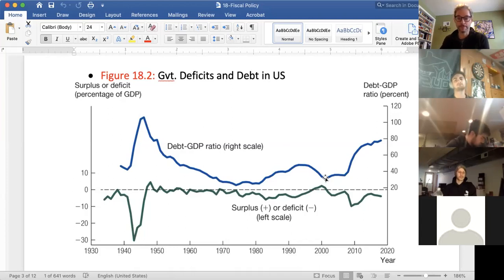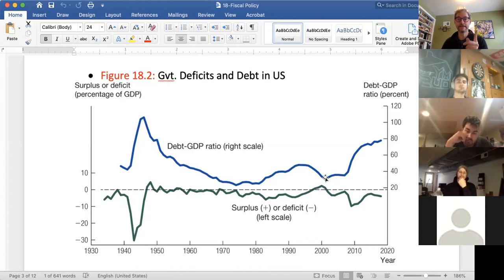And so we've been pretty consistently running a budget deficit in the United States, well, for a long time. We basically had a brief period of budget surpluses in the late 1990s under Bill Clinton. And we had a little bit of budget surpluses after World War II. But, you know, basically since the 1980s, we've been running fairly consistent budget deficits that only seem to have been getting bigger as a percent of GDP.